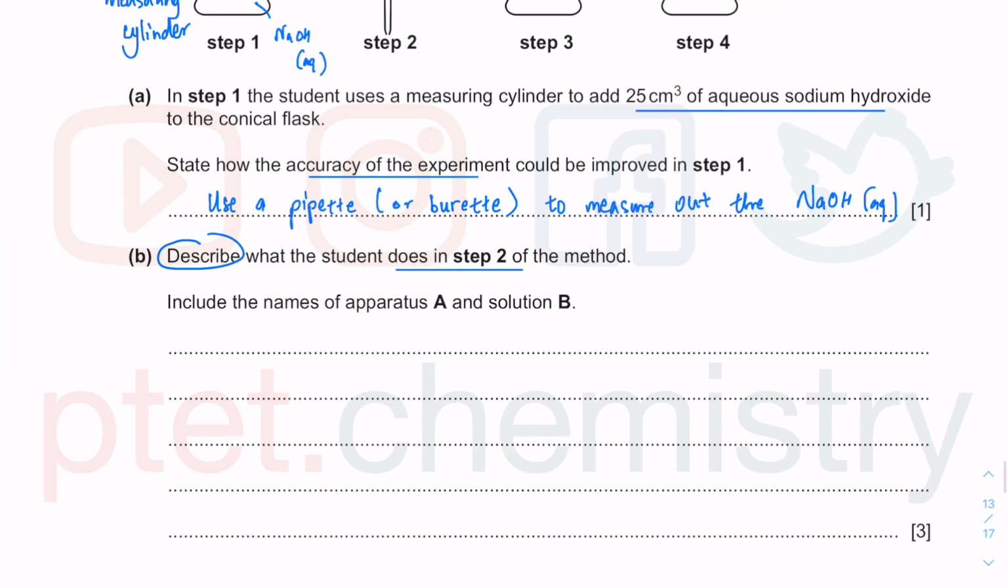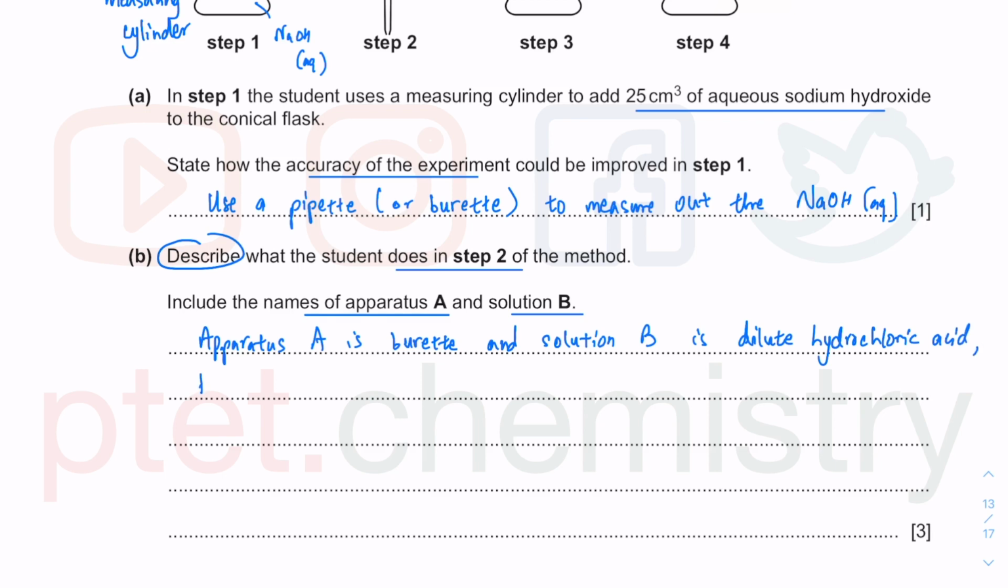So include the names of apparatus A and also solution B. So apparatus A is burette, and solution B is just your dilute hydrochloric acid or dilute HCl, whichever one you like. If you know the formula, it's fine. You can use the formula. If you don't know the formula, well, you should know the formula. I mean, it's part of your common knowledge, right?